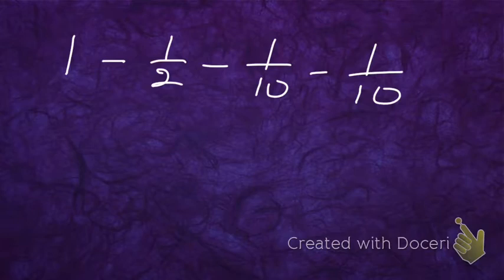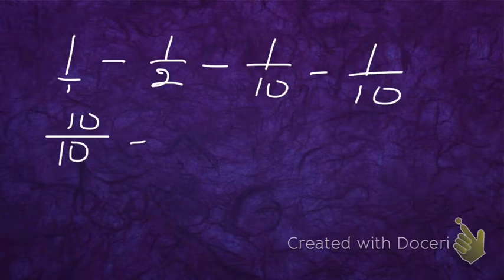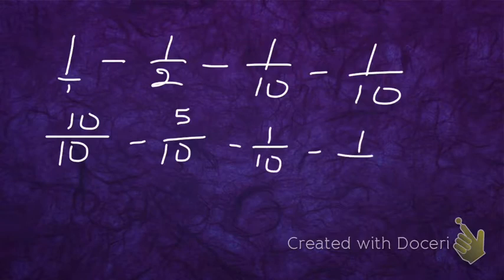So anyway, if we're going to subtract these fractions, we need a common denominator. And the LCD of an understood 1, 2, and 10, well, it is 10. 1 whole is how many out of 10? 1 half is how many out of 10? And of course, 1/10, that's already out of 10.